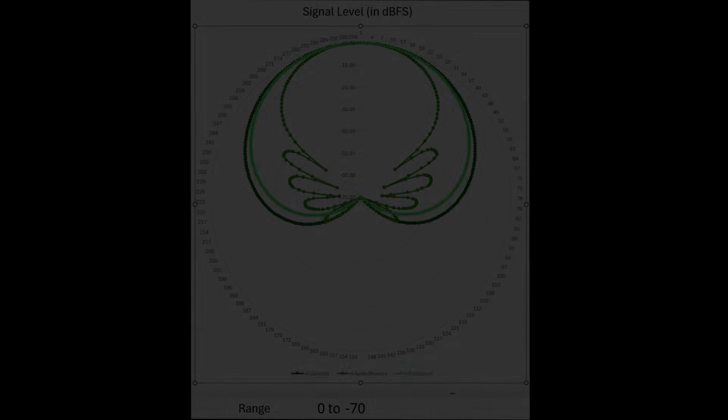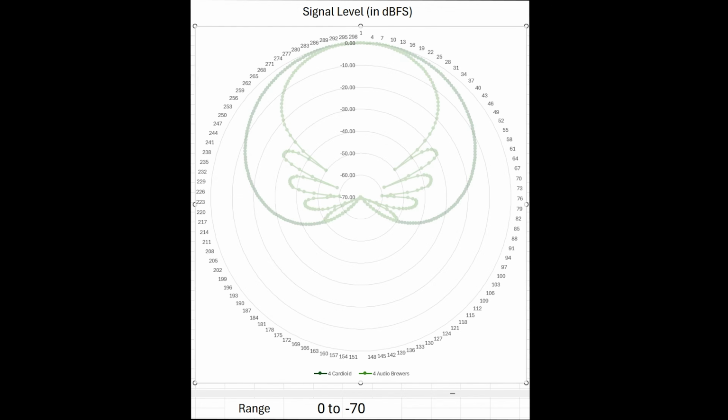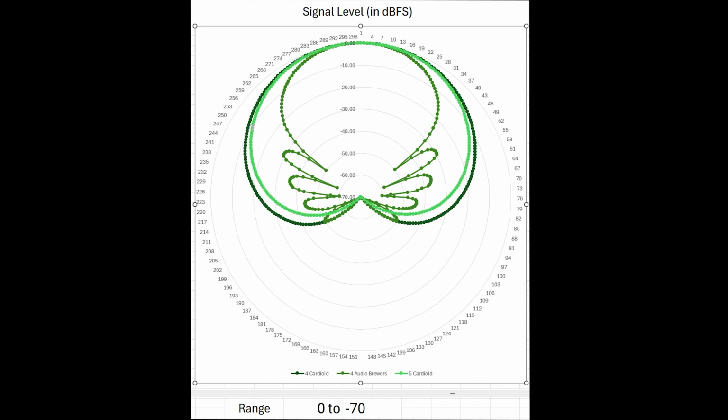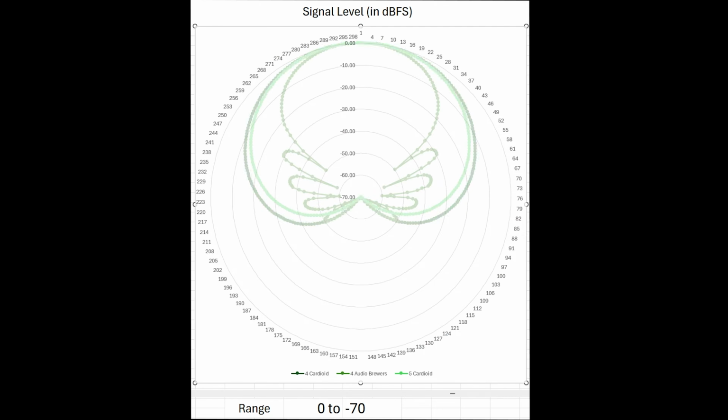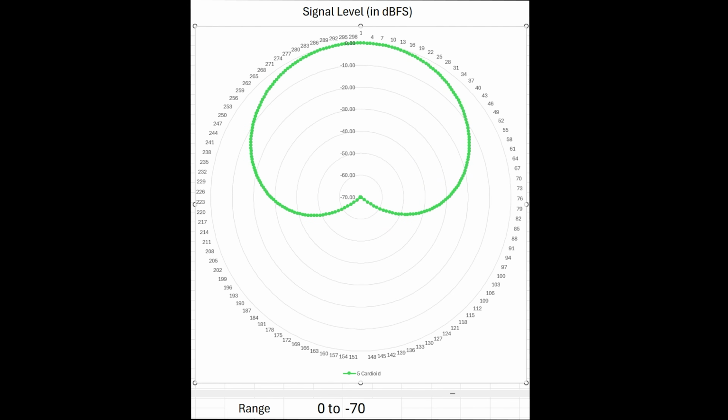So how about moving to fifth order? Let's just start by displaying the fifth order cardioid polar pattern. You can see that still the Audio Brewers fourth order is much better than the fifth order cardioid. So let's just hide the fourth order. And here you have the fifth order polar pattern.